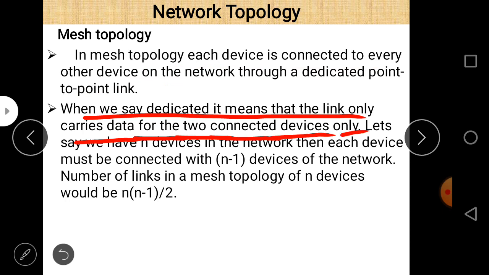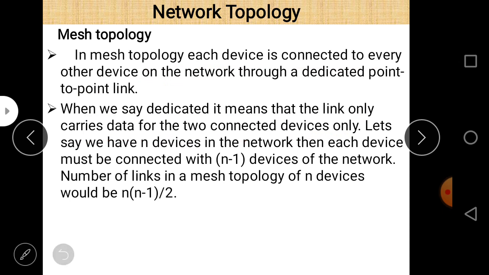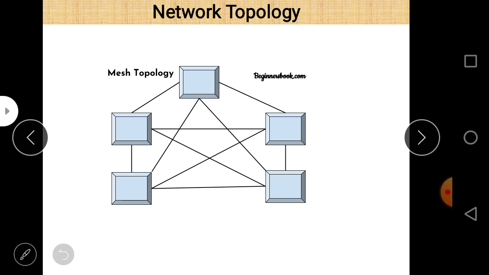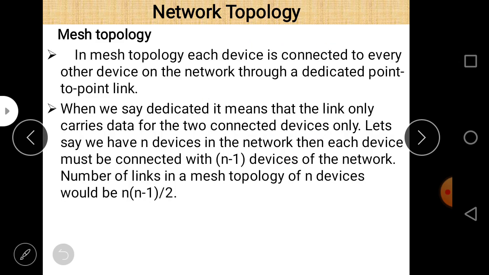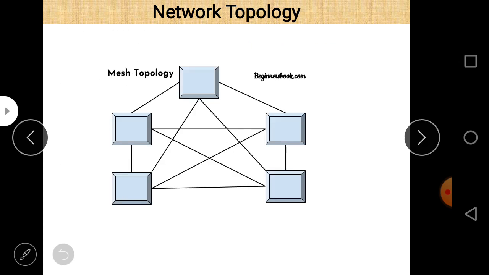Let's say we have n devices in the network, then each device must be connected with n-1 devices of the network. Number of links in a mesh topology of n devices would be n(n-1)/2. So let's check the formula. Here n is equal to 5 because 5 nodes are there: 1, 2, 3, 4, 5. And formula says that number of dedicated connections are n(n-1)/2.